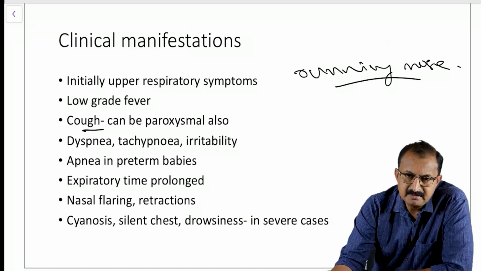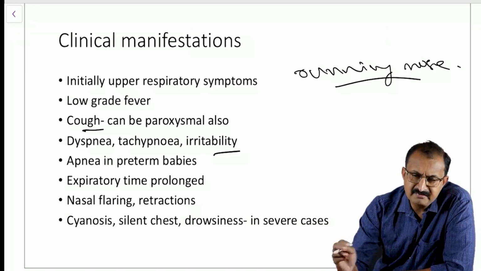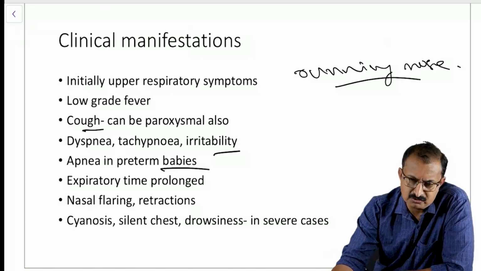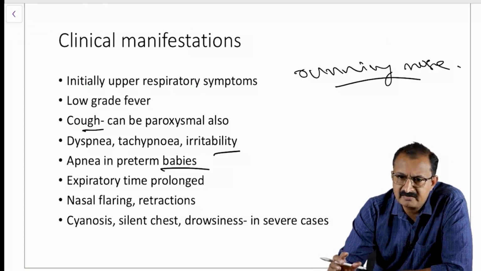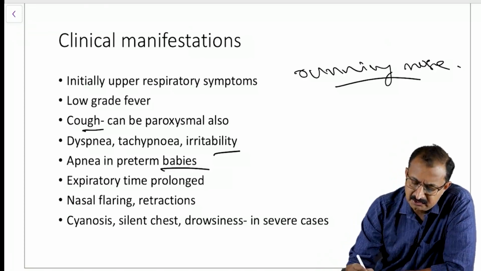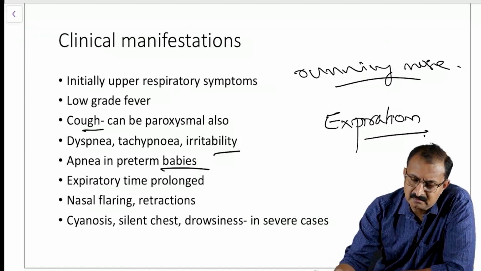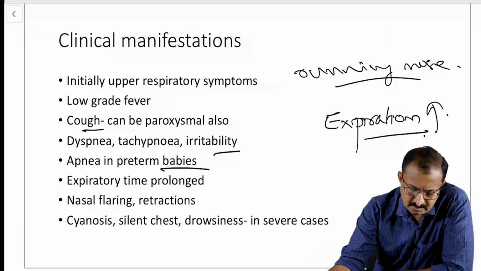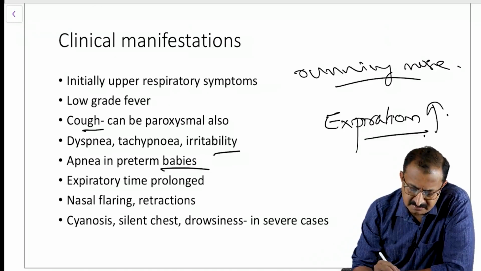And later the baby develops dyspnea, tachypnea and irritability. And in very small babies, preterm babies and all, it can lead on to apnea also. And as already mentioned, the more the airway resistance during expiration, the more the duration of expiration is increased. When you observe the baby, you can see that the baby takes more time to breathe out. And there will be nasal flaring and chest retractions. And in severe cases, there will be cyanosis.